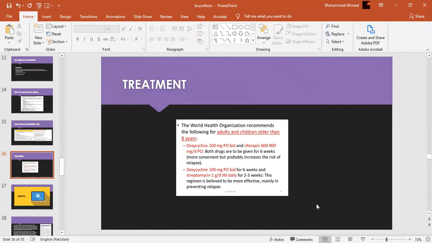Treatment. The WHO recommends the following for adults and children older than 8 years: doxycycline 100 mg per oral BD and rifampin 600 to 900 mg per oral. Both drugs are to be given for 6 weeks. This is more convenient but probably increases the risk of relapse. So does doxycycline 100 mg per oral BD for 6 weeks and streptomycin 1 gram per day IM daily for 2 to 3 weeks. This regimen is believed to be more effective, mainly in preventing relapse.